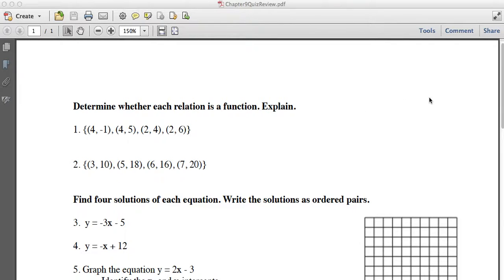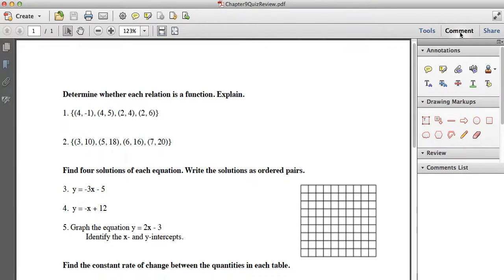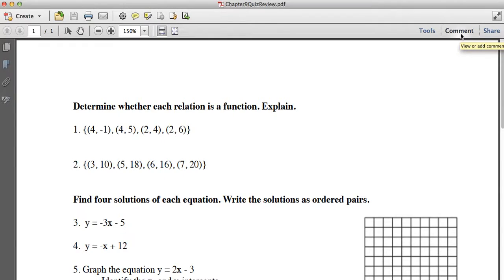So on number 1 and 2, if you're asked to determine whether a relationship is a function, then you need to understand a couple of different strategies in order to do that. One of them is to make a graph and plot the points. Over 4, down 1, over 4, up 5. And then you can see that those 2 points would not pass the vertical line test, and so that is not going to be a function.